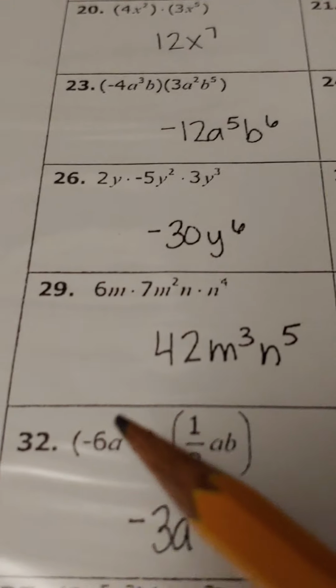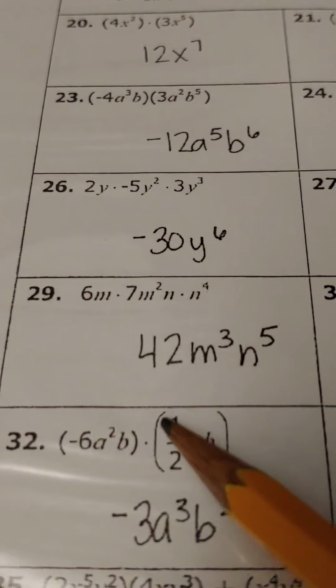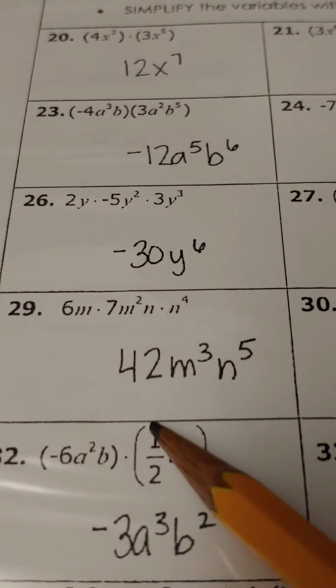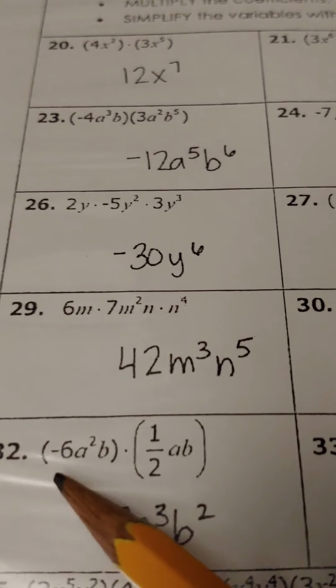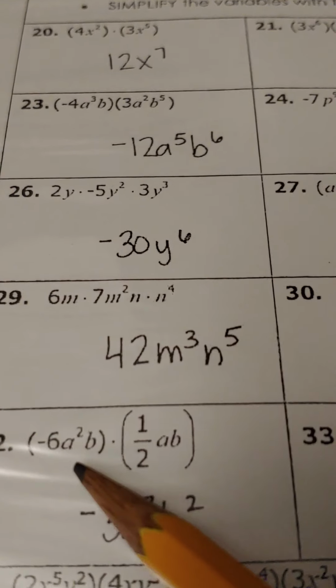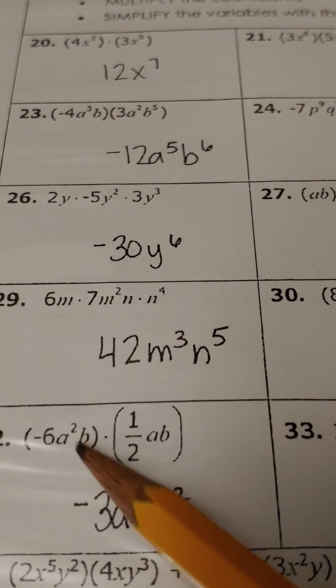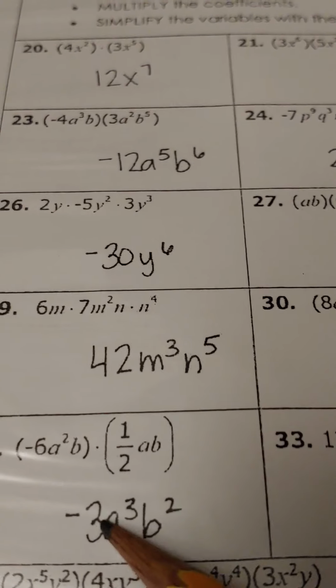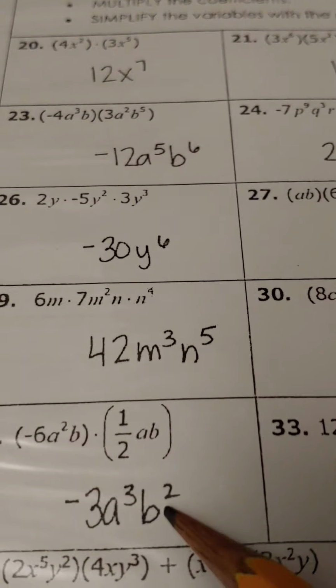Number 32. Well, on top of negative coefficient, we have to deal with the fraction. So it's negative 6 times half. What is half of negative 6? Half of negative 6 is negative 3. Now we have to multiply a to the 2nd power times a. It's going to give me a to the 3rd power. b times b is b squared.